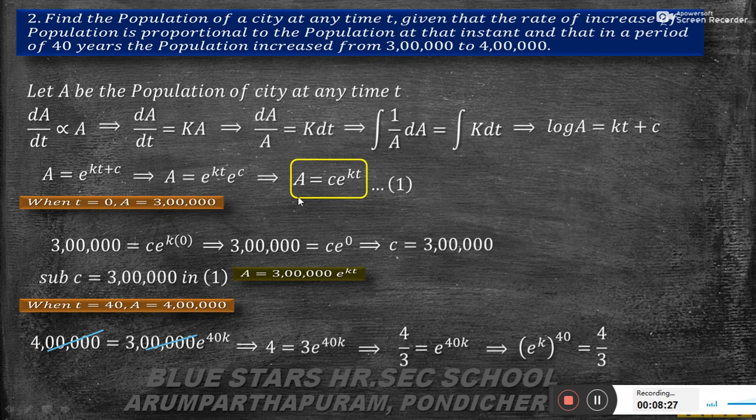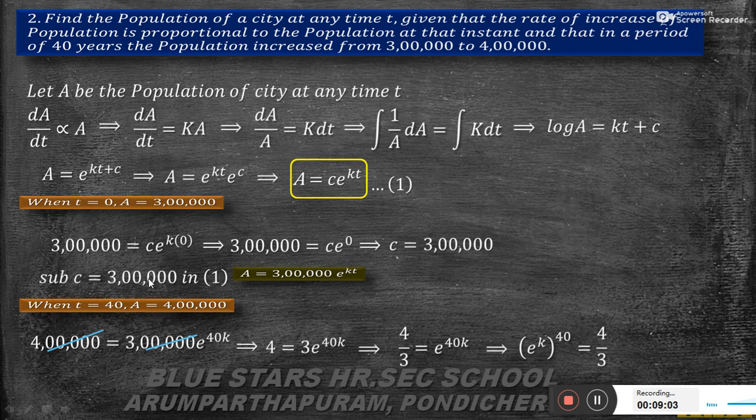I substitute here. A represents the population, because A is the population of the city. So A equals C into e power kt. When t equals 0, A equals 3 lakh, so 3 lakh equals C into e power k times 0. E power 0 is 1, so C equals 3 lakh.